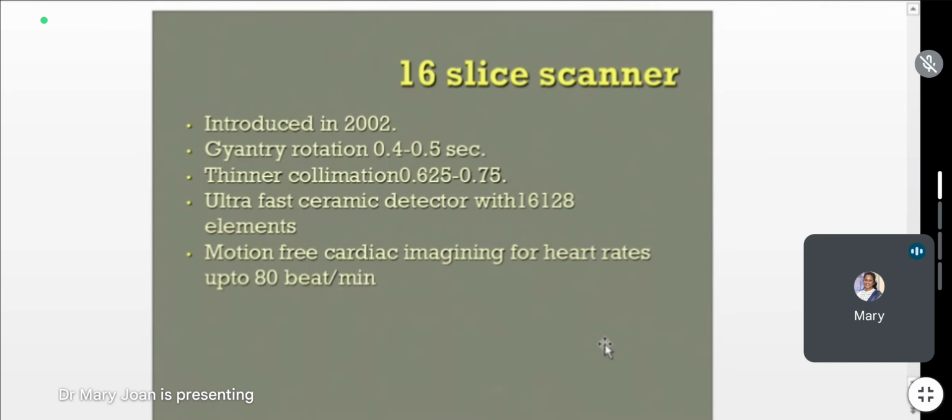The 16 slice scanner was introduced in 2002. Gantry rotation time is 0.4 to 0.5 seconds. We can see that it's half the time, with thinner collimation of 0.625 to 0.75. It has an ultra fast ceramic detector with 1,600 to 128 elements, and motion free cardiac imaging for heart rates up to 80 beats per minute.